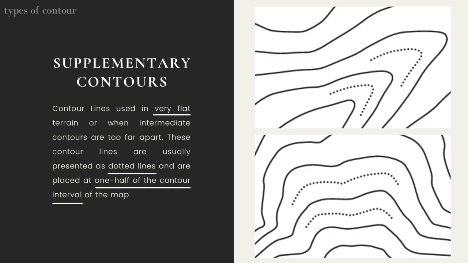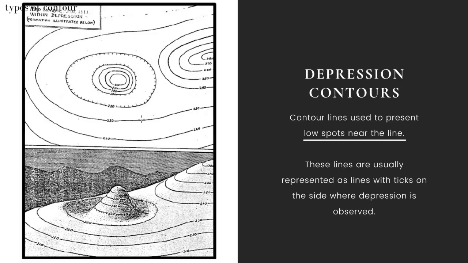Next is supplementary contours. These are contour lines used in very flat terrain or when intermediate contours are too far apart. These contour lines are usually presented as dotted lines and are placed at 1/2 of the contour interval of the map, making it in the middle of intermediate contours.